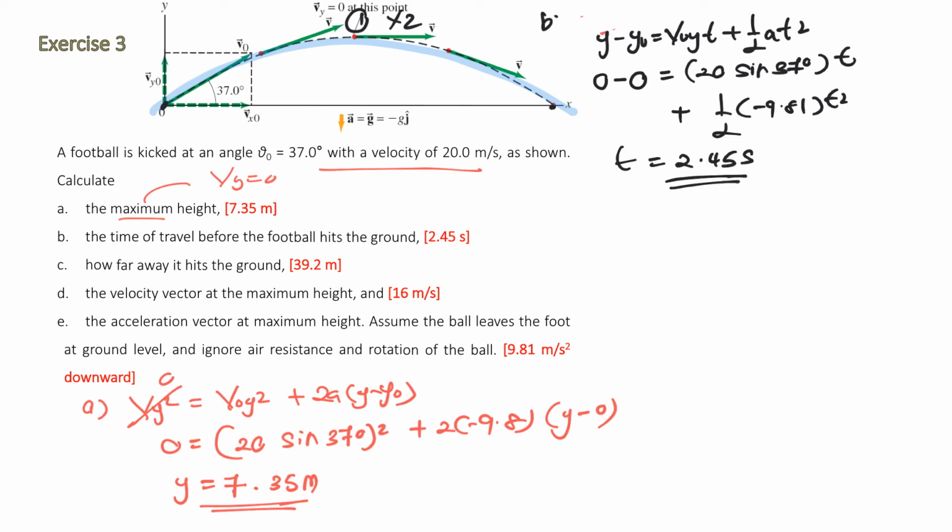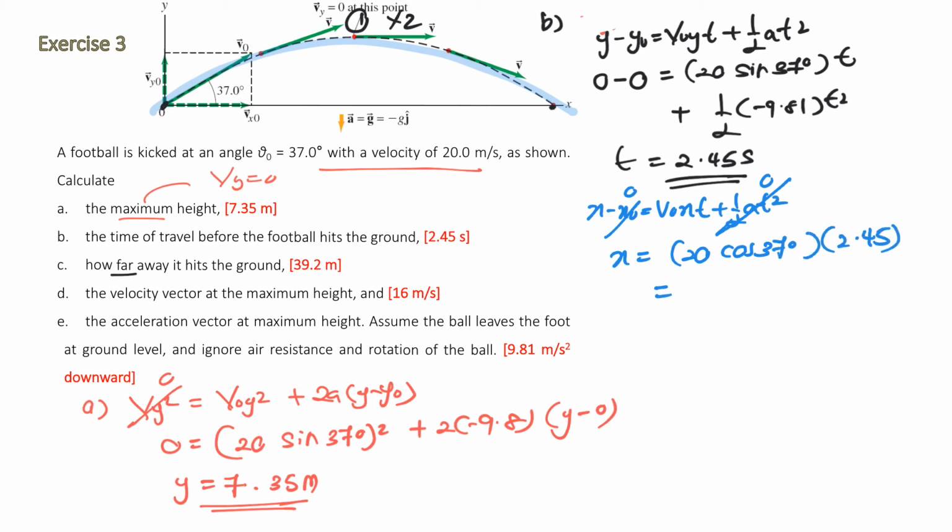Okay, how about question C? How far away does the ball land? When it comes to how far, definitely it is going to be the x component. There's only one equation that you can use in the x component, which is x minus x naught equals v naught x t plus half a t squared. This one is going to be 0, this one is going to be 0, so your s is going to be 20 cos 37 degrees multiplied by the time that you got from question B, so you are going to get 39.2 meter. Please do not forget to put the units.